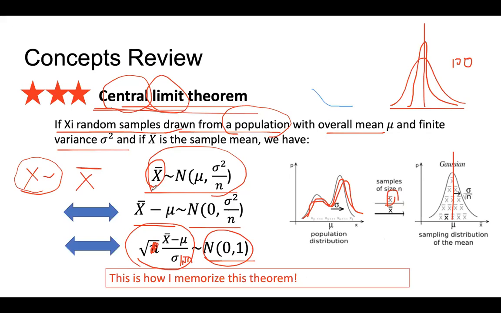So you first write down this formula. The x bar has a distribution, it's a normal distribution. It has a mean of mu and variance of sigma squared divided by n. And you can rewrite this formula to shift it to a standard normal distribution. So this is what we call the central limit theorem.